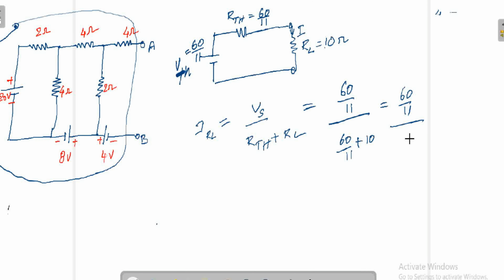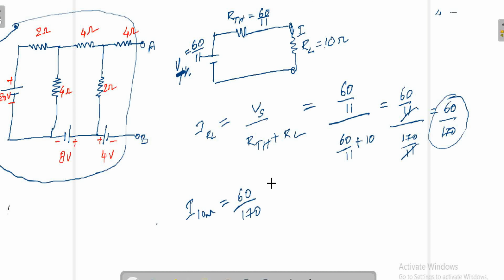So the 11 gets cancelled. Here you will get 60 by 170, since 11 into 10 is 110, and 110 plus 60 is 170. So this is the current flowing through this 10 ohms, that is 60 by 170. So is there any procedure where I have started from the beginning?